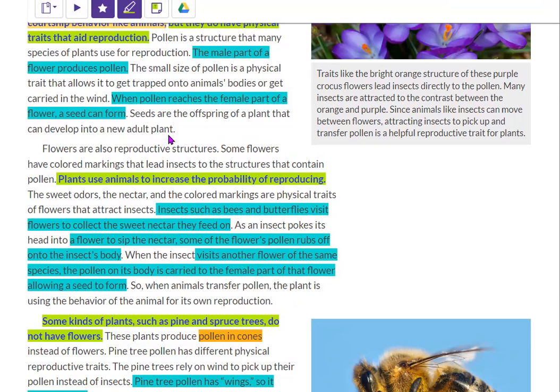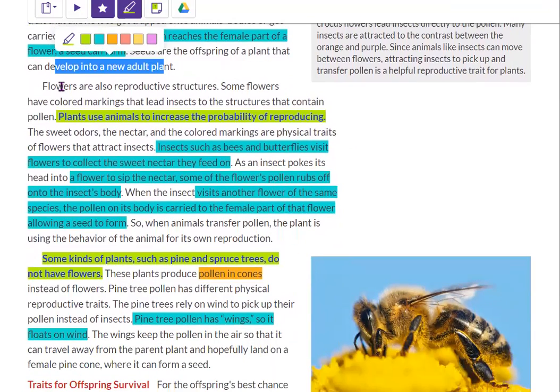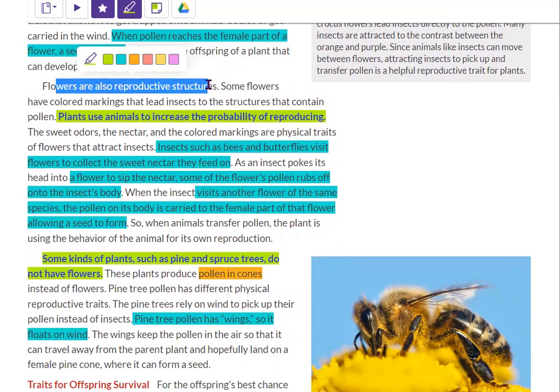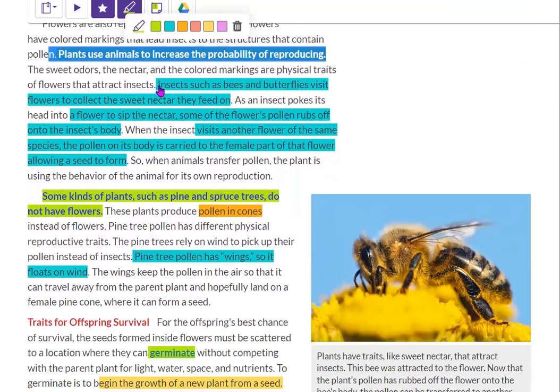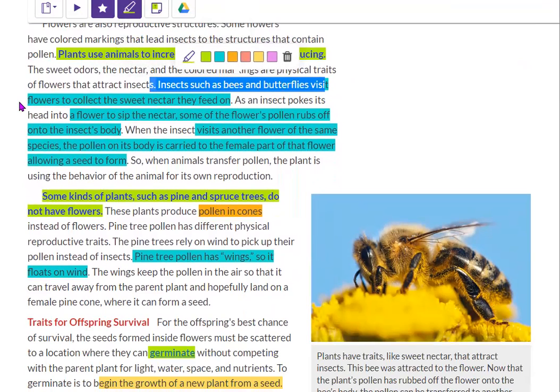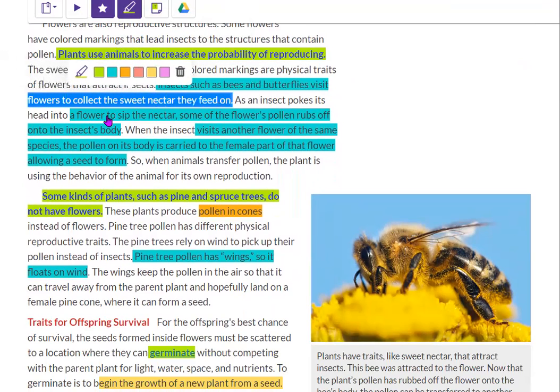And when it's pollinated, when it's brought to another flower, typically, it could be the same flower, but typically it is brought to another flower by the wind, air, water, or maybe another animal, right? Then you can form a seed or a baby flower. Seeds are basically the offspring of a plant that can develop into a new adult plant. Flowers also are reproductive structures, right? Plants use animals to increase the chances of reproducing. You have insects like bees and butterflies that visit the flowers to collect the sweet nectar, right?